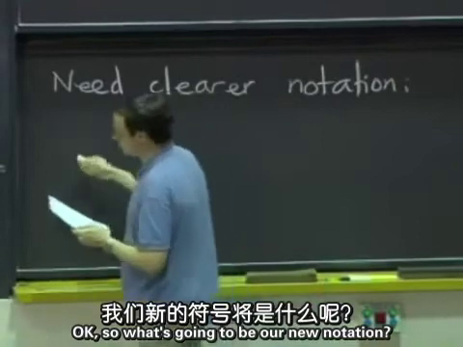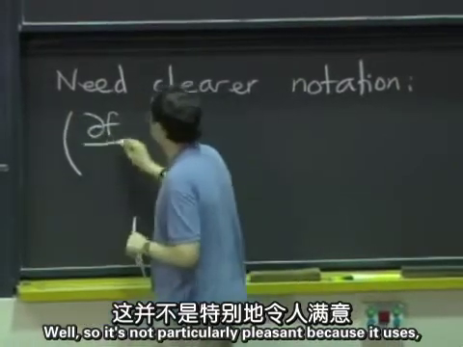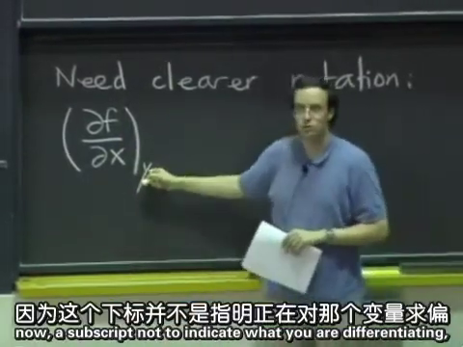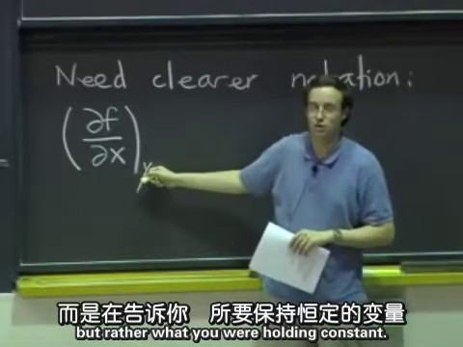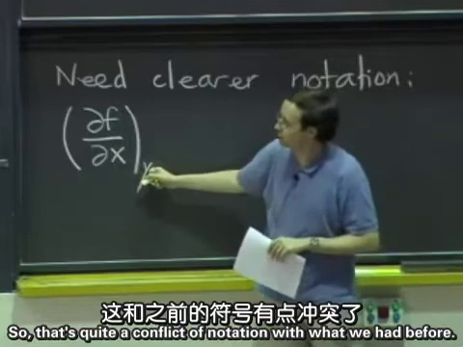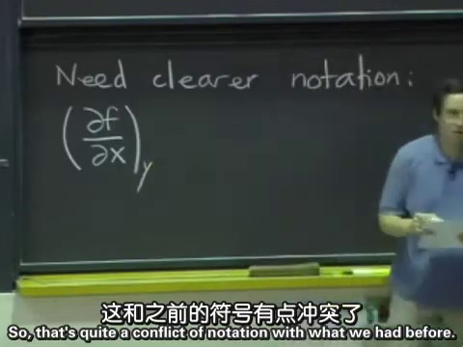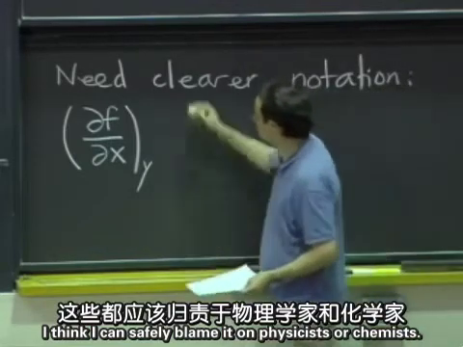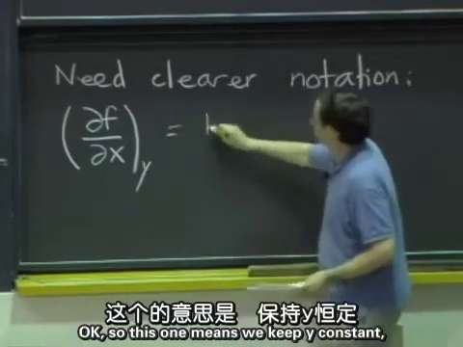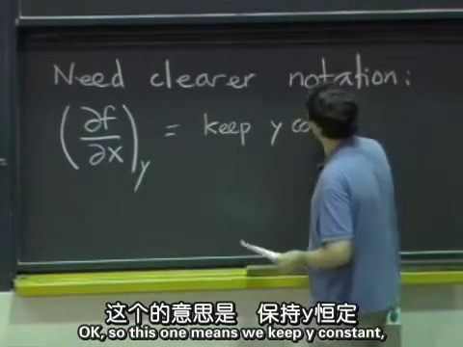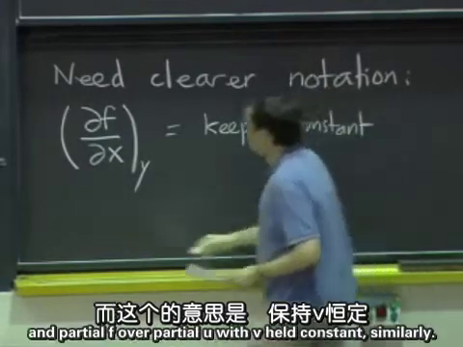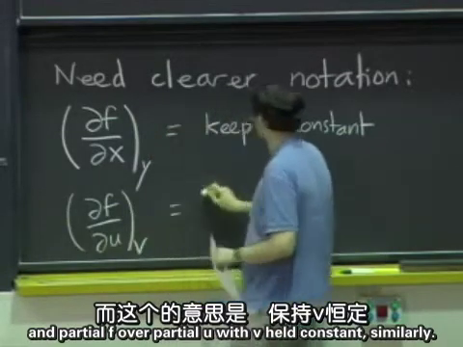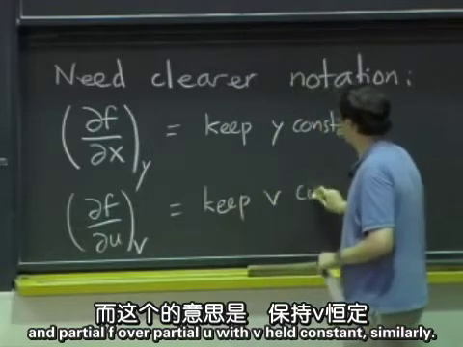Okay, so what's going to be our new notation? Well, it's not particularly pleasant because it now uses a subscript not to indicate what you're differentiating, but rather what you're holding constant. So that's quite a conflict of notation with what we had before. I think I can safely blame it on physicists or chemists. So, okay, this one means we keep y constant. And partial f over partial u with v held constant, similarly.